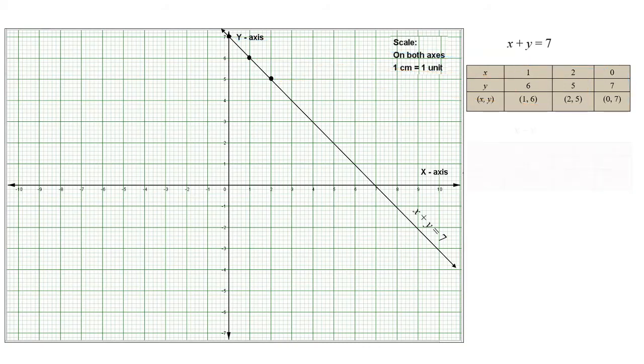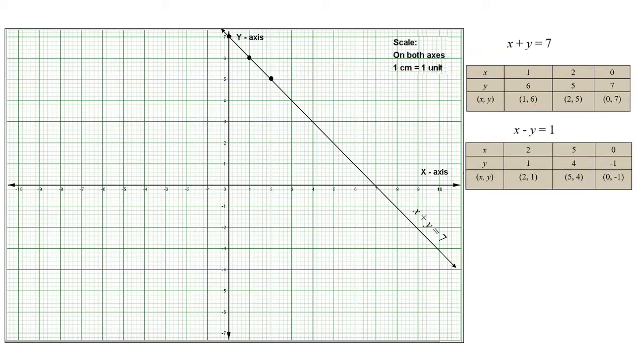Now let us see our second equation. x minus y equals to 1 and the coordinates are 2, 1. So let us plot the point 2, 1. Then next point 5, 4. And the third point, that is 0, minus 1, is again on the y-axis because the x coordinate is 0. Again these 3 points are collinear. Take a scale and draw the line passing through them.